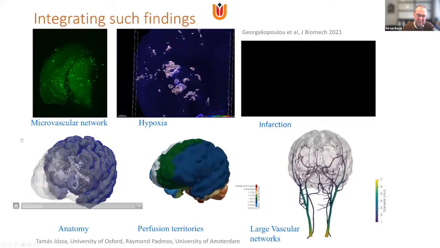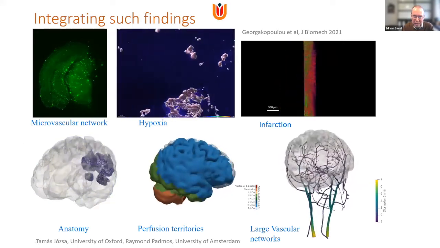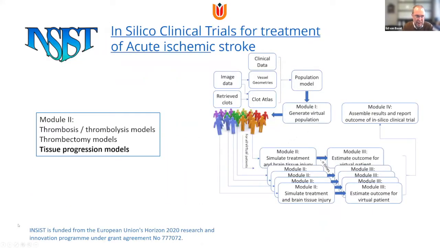And I really think that this is the way to go to better integrate our experimental animal work to meaningful outcomes for patients. Actually, to take it one step further, I've only one slide to spend on INSIST. We are trying at the moment in a large consortium to use this kind of modeling. So this is a mechanistic modeling of the tissue progression combined with other models on thrombosis, thrombolysis, and thrombectomy. We are trying to combine this type of mechanistic modeling with the generation of virtual patients. So these are models of individual patients based on a population model that gets clinical data, imaging data, and so on.